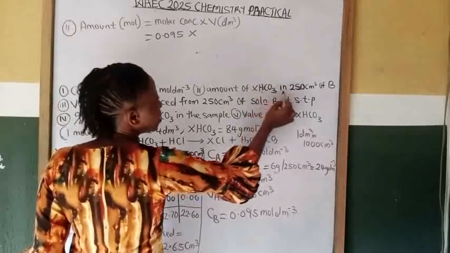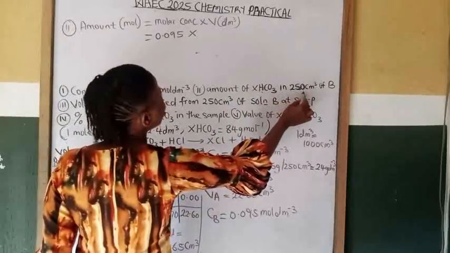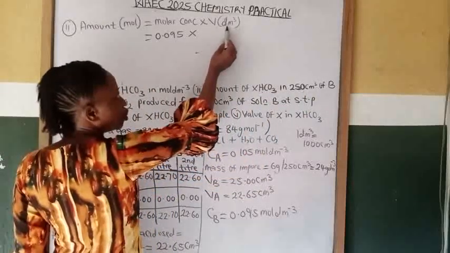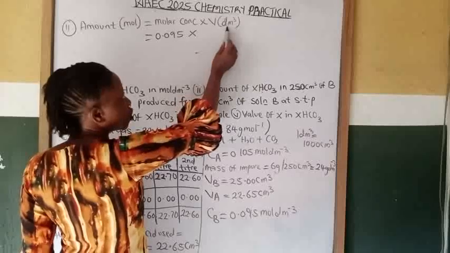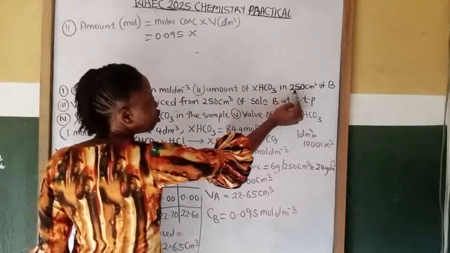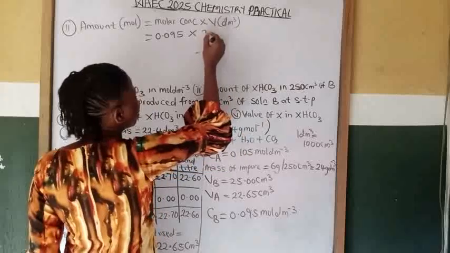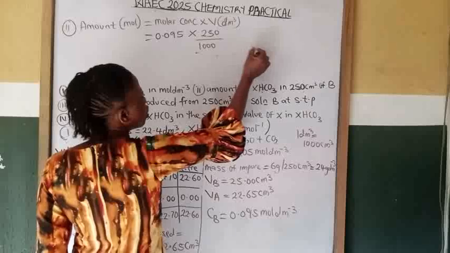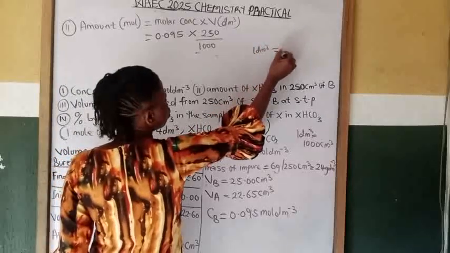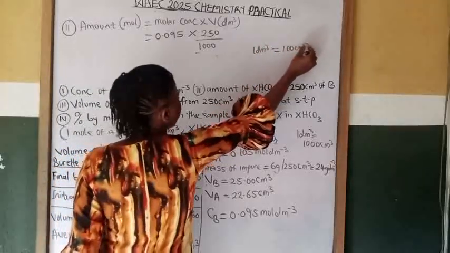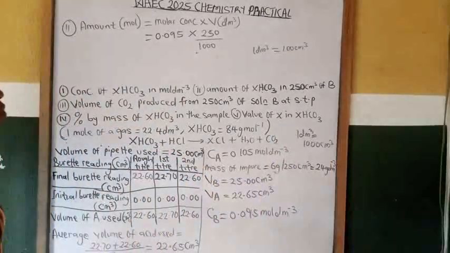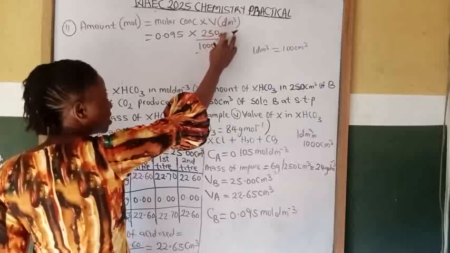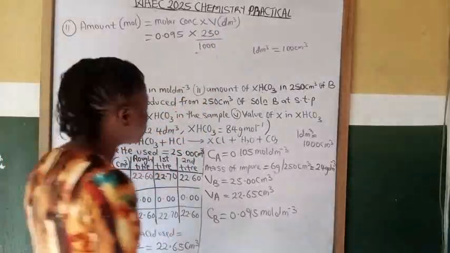So they've given us the volume in this question, the amount of my base in 250 centimeter cube, but your volume must be converted to dm cube. The volume here is 250 centimeter cube, so that will be 250 divided by 1000. Why? Because 1 dm cube is equal to 1000 centimeter cube. So I've converted 250 centimeter cube to dm cube now.